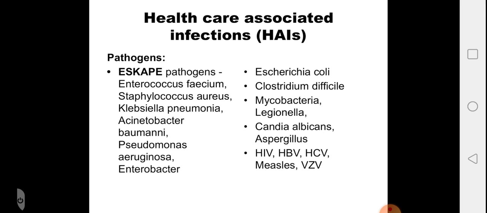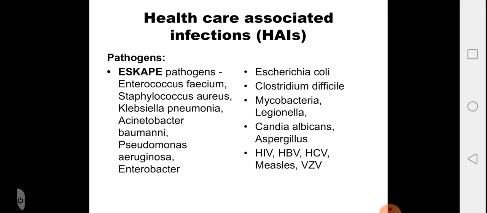Looking into the pathogens, most of the multi-drug resistant bacteria are the main culprits. One group is the ESCAPE pathogens. This ESCAPE mnemonic stands for Enterococcus faecium, Staphylococcus aureus, Klebsiella pneumoniae, Acinetobacter baumannii, Pseudomonas aeruginosa, and Enterobacter. These constitute the ESCAPE pathogens, which are multi-drug resistant forms, and other bacteria include Escherichia coli, Clostridium difficile, and other Clostridium species too, which exist in the hospital environment, also in the operation theaters.